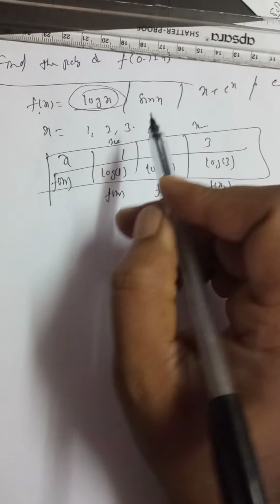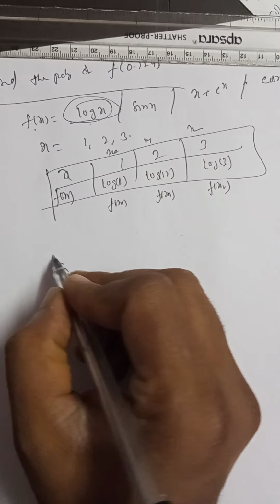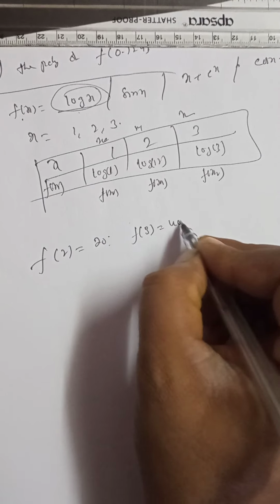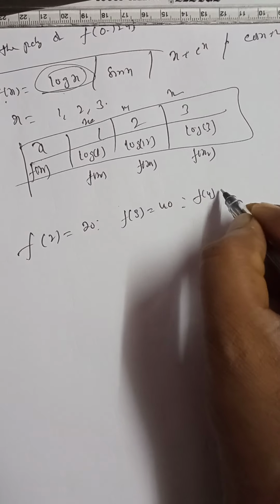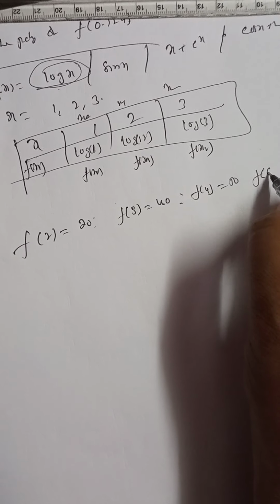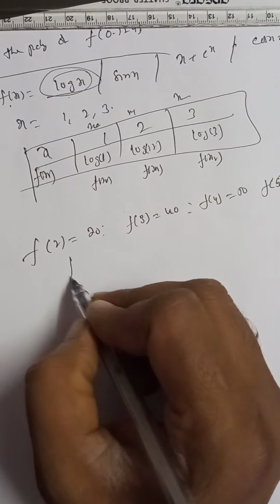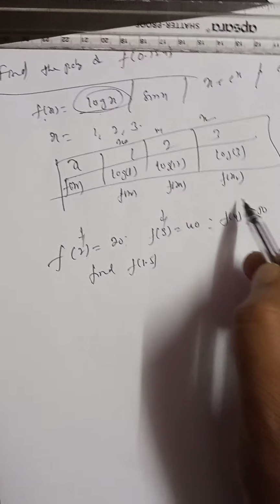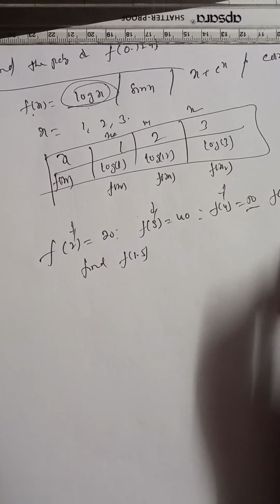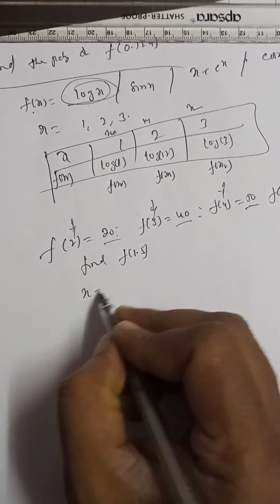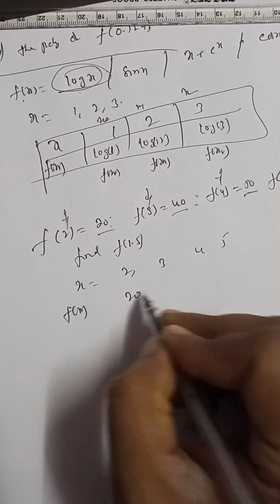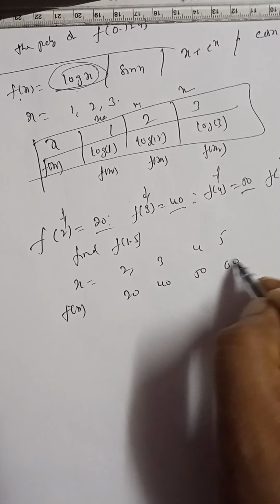That is how function values are given. Otherwise, in what other type will they give it? For example, f of 2 is equal to 20, f of 3 is equal to 40, f of 4 is equal to 50, f of 5 is equal to 60. Find f of 1.5, right? See, these are x values and these are function values. Here the x values are 2, 3, 4, 5. Function values are 20, 40, 50 and 60.